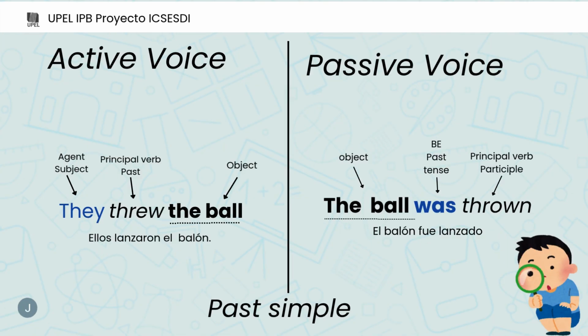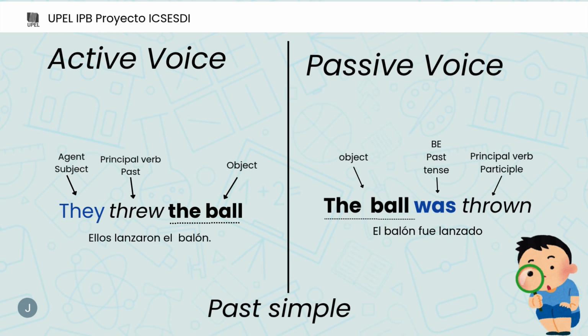Let's see some differences between a sentence using active voice and a sentence using passive voice. For example, in the active voice, we can read: they threw the ball. We have the agent or the subject first, the person or the people that did the action, they. Then we have the verb threw, in this case in past. And at the end, we have the object. What did they throw? They threw the ball.